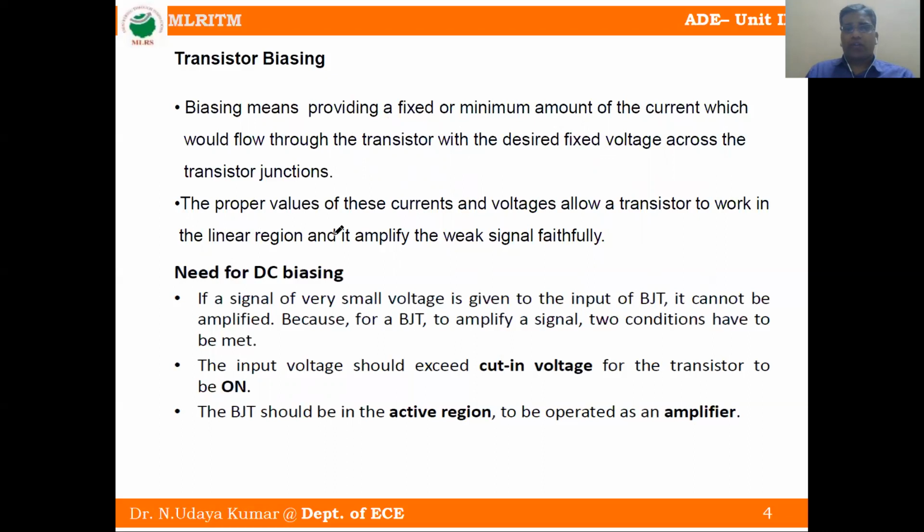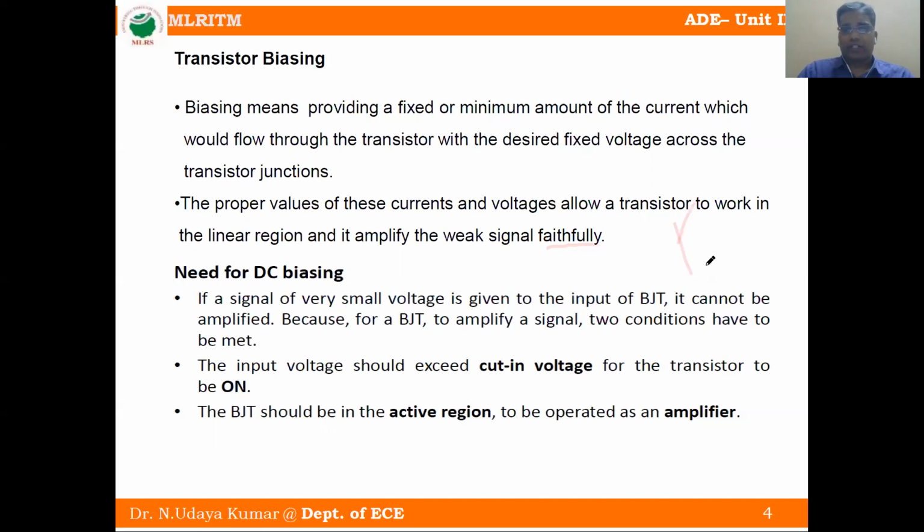The proper values of these currents and voltages allow a transistor to work in a linear region and amplify the weak signal faithfully. Faithfully means it amplifies both portions, the positive portion and the negative portion. Okay, so why do we need biasing? DC biasing is needed if a signal of very small voltage is given to the input of a BJT. What do we mean by BJT? BJT means bipolar junction transistor.